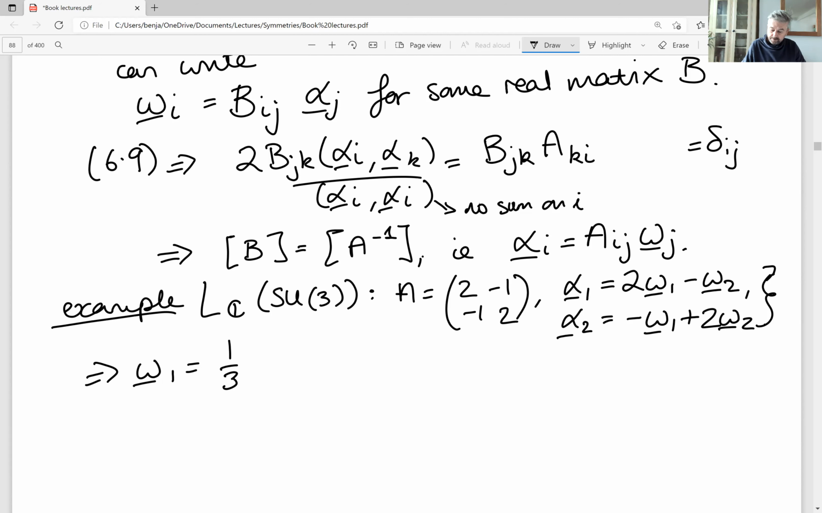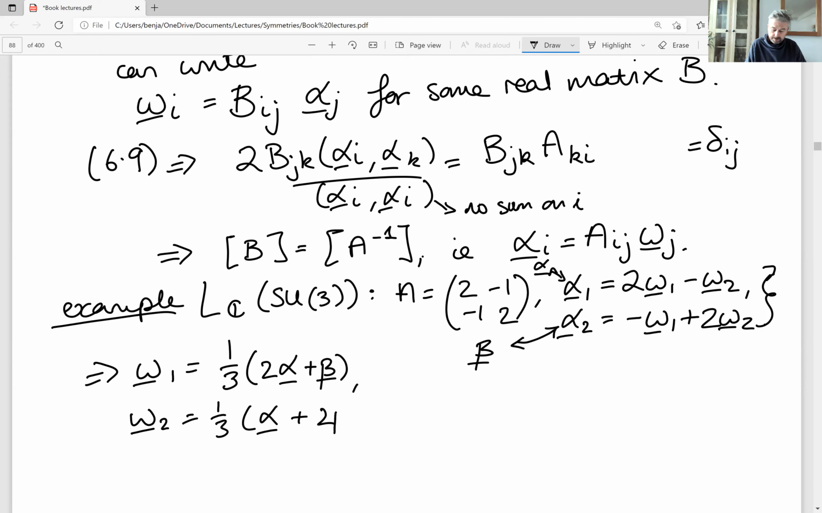By the way, alpha 2 we previously called beta. We called these alpha and beta before, these two roots of SU(3). But in order to generalize, I've called them alpha 1 to alpha r. So W1 is a third of 2 alpha plus beta, and W2 is a third of alpha plus 2 beta.